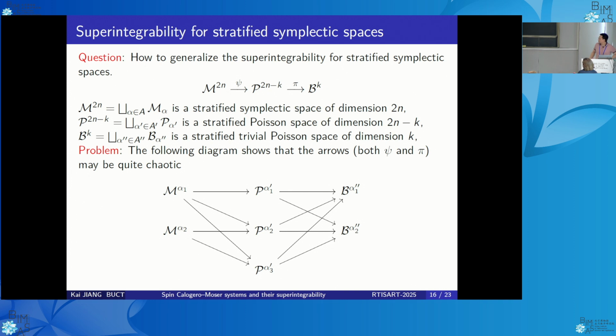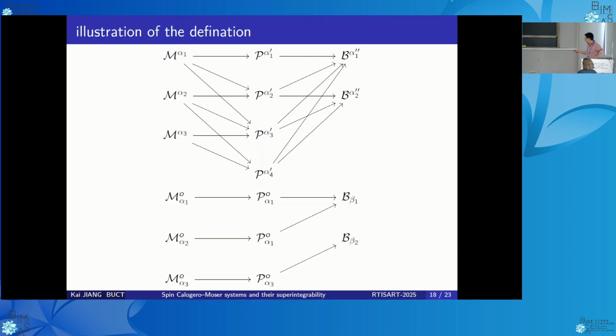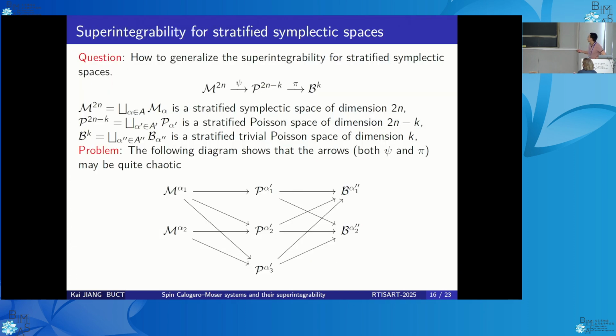So we should introduce a very good definition of a superintegrable system on a stratified space. So we have this definition. It is somewhat technical, but the main idea is the following, and I will give you a picture on the next page. We want psi and pi to be almost morphisms. Although these arrows are quite complicated, almost all points in a stratum are sent to one stratum. This is the key point.